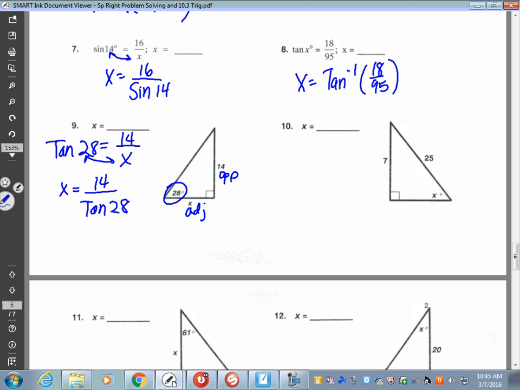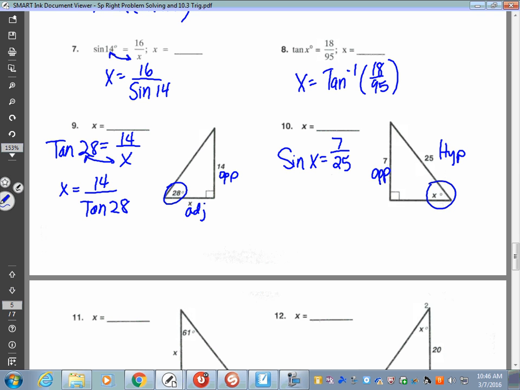On 10, always start with circling the angle and then label the parts in relationship to the angle. 7 is the opposite. Yep, 25 is the hypotenuse. What trig ratio deals with opposite and hypotenuse? Sine. All right, so we write sine of x equals 7 over 25.